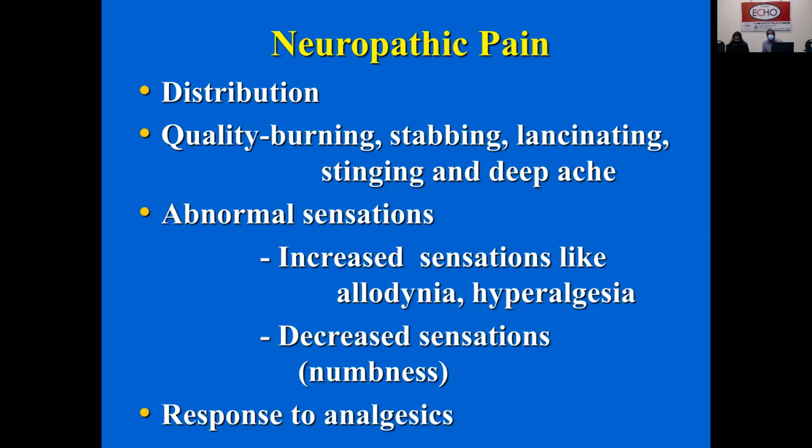And you can also get a history suggestive of a lesion or disease affecting the somatosensory nervous system. So suppose somebody says, I have burning pain in the area of the chest. And when you take history, the patient says that 6 months back I had some lesions in that particular area, and he says it is herpes zoster. So you understand that there is a history of a lesion, a disease affecting the somatosensory nervous system. So it is also important to get such history. These are the 4 points by which you can differentiate neuropathic pain.